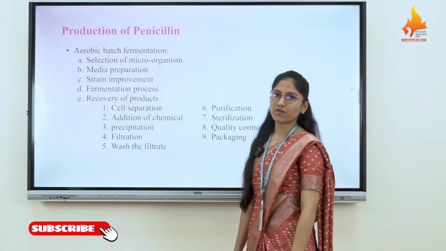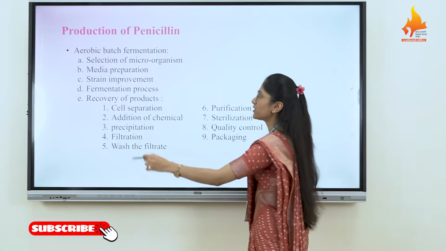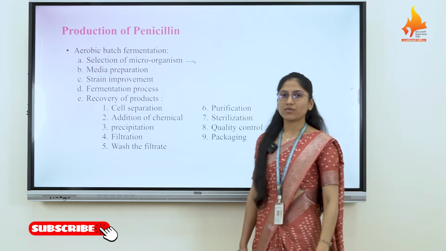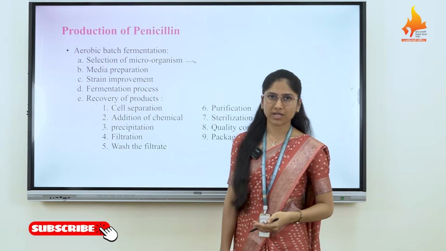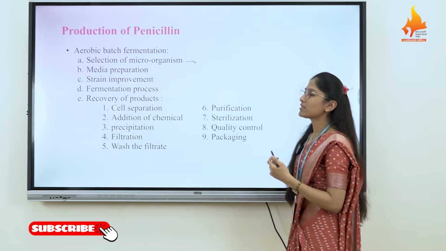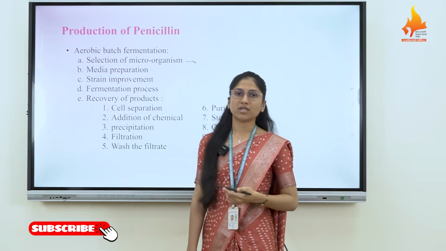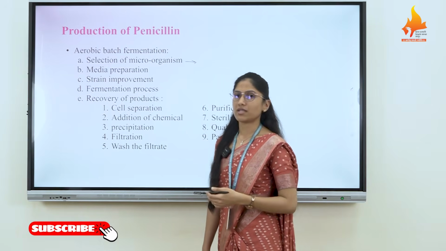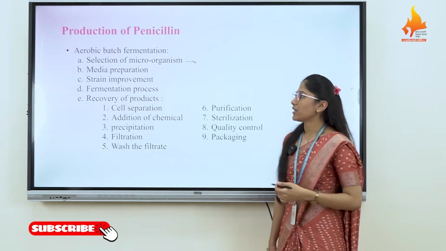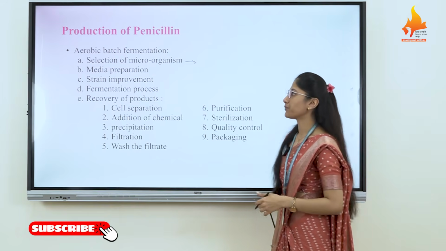Next, we see the production of penicillin by using aerobic batch fermentation. Here the first step is selection of microorganisms. So we identify the most suitable strain which is responsible to produce the most desired product. We use Penicillium chrysogenum, Penicillium notatum, as well as Aspergillus species. Basically Aspergillus niger species is the most selective microorganism for the production of penicillin.